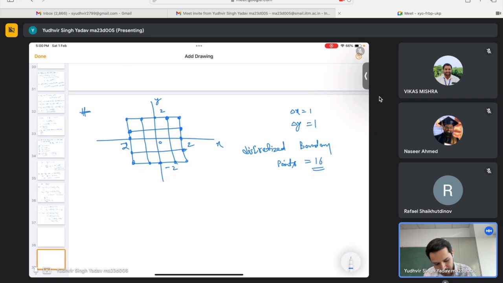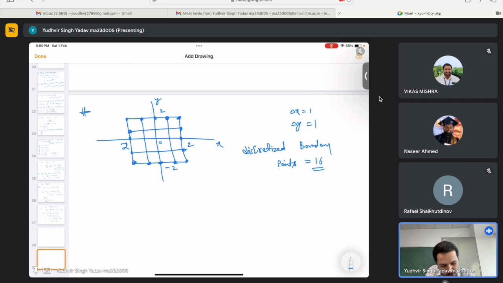You can count that there are 5 points on this line and 5 points on the bottom line. And on both the sides, we have three more points. So the total number of discretized boundary points will be 16.